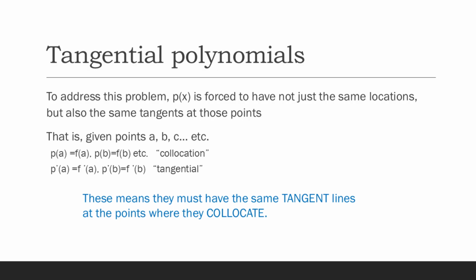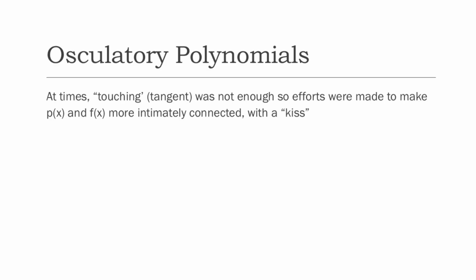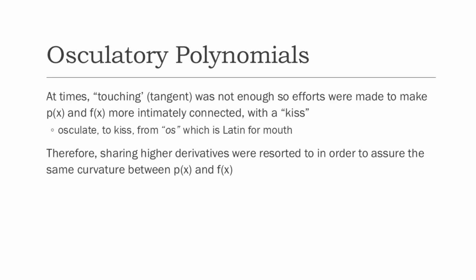Now we're going to extend this to more intimate functions. So at times touching or the tangent is not enough, so efforts were made to make p of x and f of x more intimately connected with a kiss. And we have osculate, to kiss, from os, which is Latin for mouth. In mathematics, we say osculatory polynomials because they are very, very intimate. They share higher derivatives, not just first derivatives.